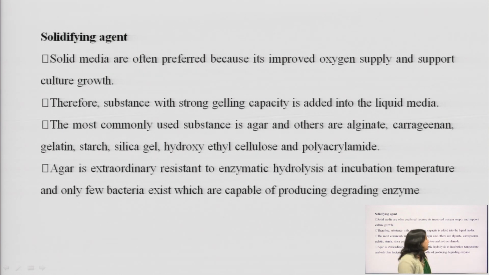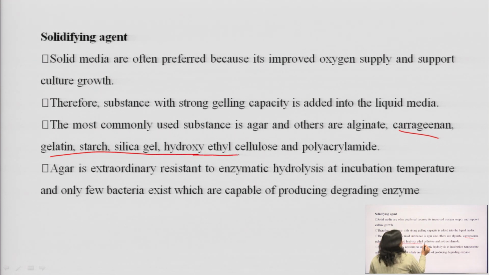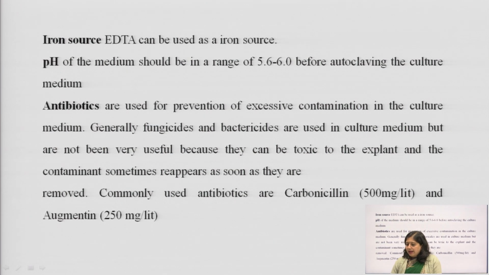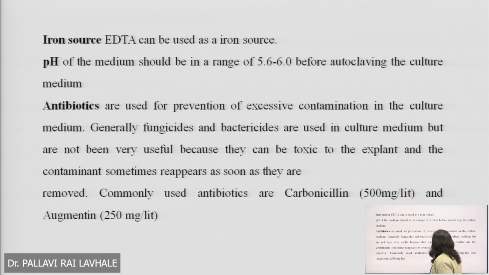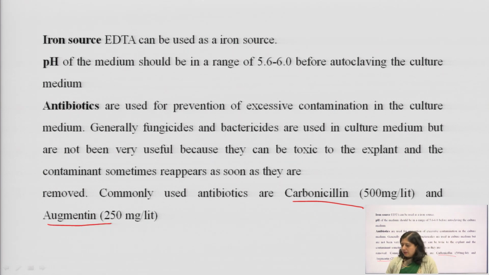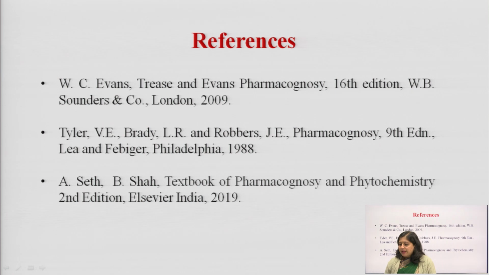We have carrageenan, gelatin, starch, silica gel, hydroxyethyl cellulose and polyacrylamide, which can also be used as the solidifying agents. We can use antibiotics to avoid any kind of infections in the medium. Generally, carbenicillin as well as augmentin can be used as the antibiotics. We have to maintain the pH of the medium. So, with this we end the different types of nutritional requirements of the plant tissue culture.